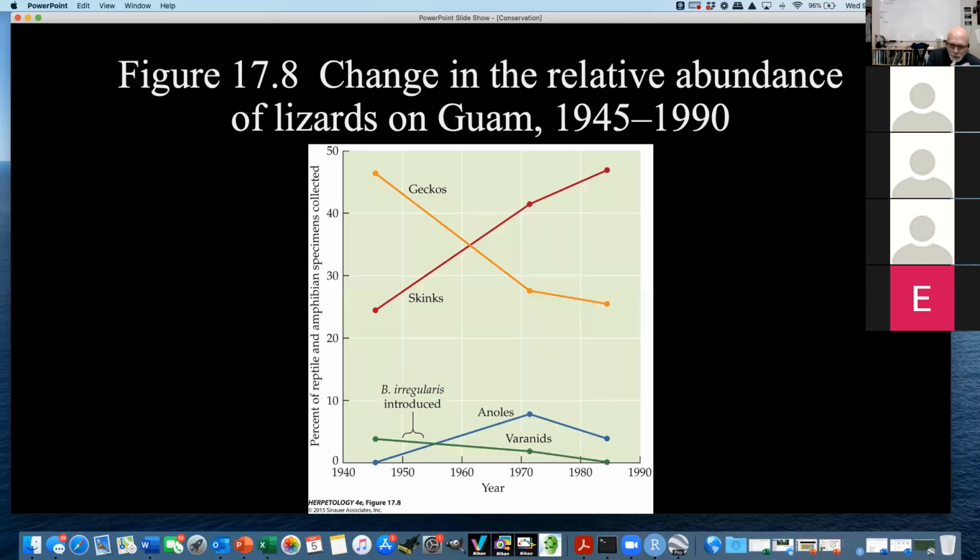Another classic case study for this is the introduction of the brown tree snake, Boiga irregularis. This is a Southeast Asian species, but it was only found on the mainland of Southeast Asia. It's sometimes referred to as one of the big-eyed snakes or cat-eyed snakes of that region.